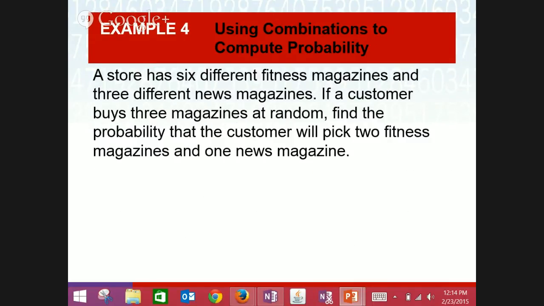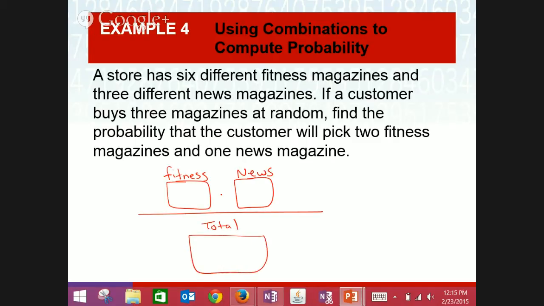Okay, so here's an example where we have those two categories. The store has 6 different fitness magazines and 3 different news magazines. If the customer buys 3 magazines at random, find the probability the customer will pick 2 fitness magazines and 1 news magazine. So I have my categories for my event being fitness magazines, news magazines, divided by the total.